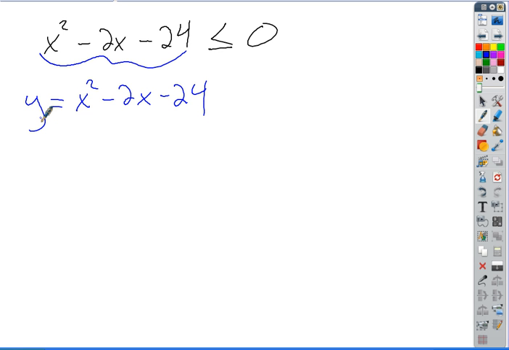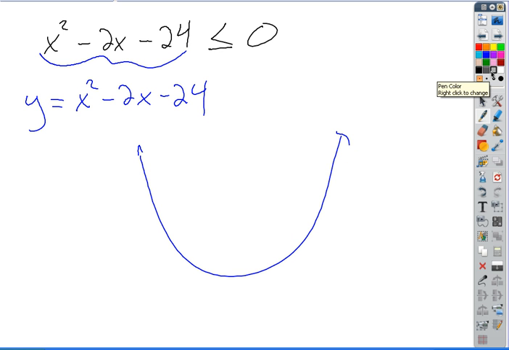Now, what would a sketch of that thing look like? Does it open up or down? Opens up. And the sketch we're going to make now doesn't even have to be remotely accurate. All we really have to know is, does this thing open up or down? Well, it opens up because a is positive, right? So we know it's going to have this kind of a look to it.